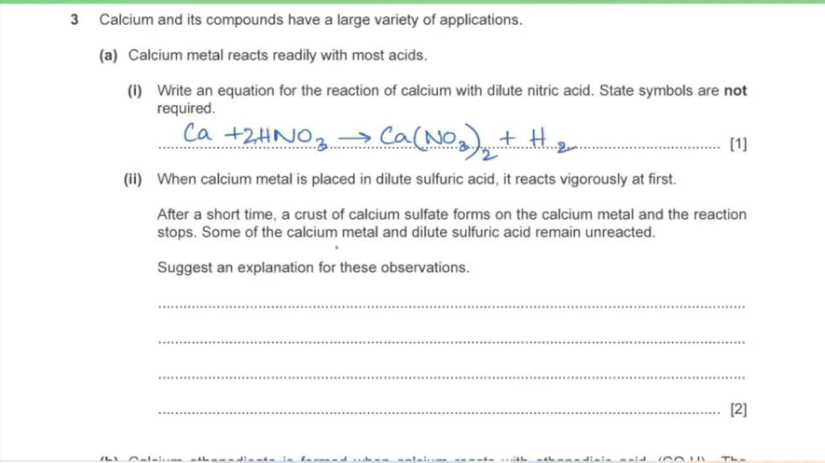Part 2, when calcium metal is placed in dilute sulfuric acid, it reacts vigorously at first. After a short time, a crust of calcium sulfate forms on the calcium metal and the reaction stops. Some of the calcium metal and dilute sulfuric acid remain unreacted. Suggest an explanation for these observations. Okay, so at first, a crust of calcium sulfate starts to form, which indicates that calcium sulfate isn't reacting. So we can write that calcium sulfate does not react.